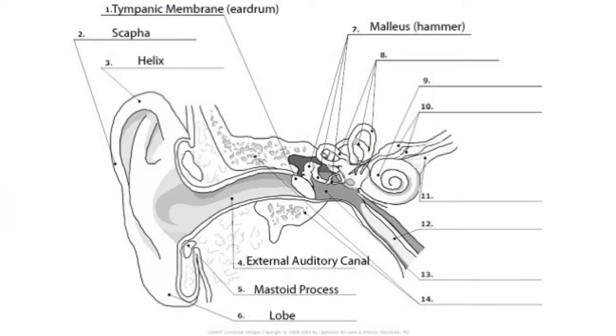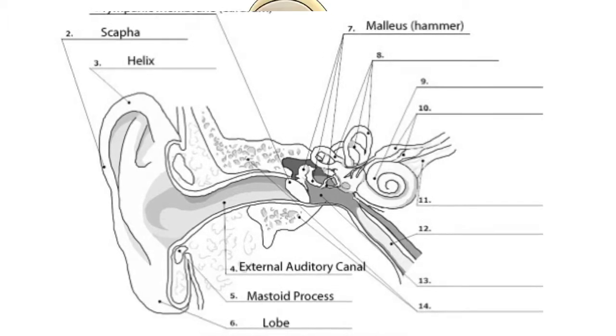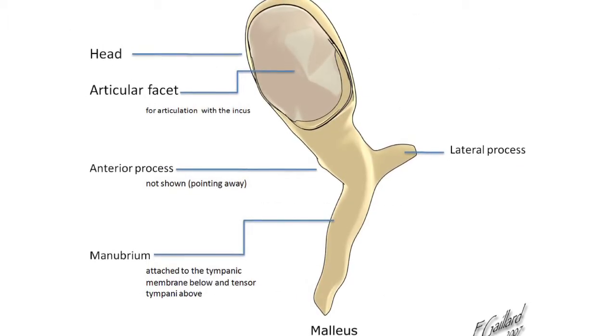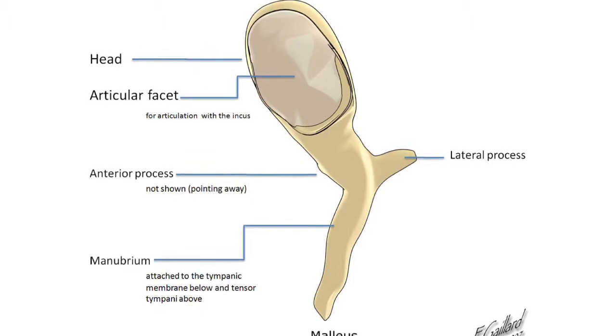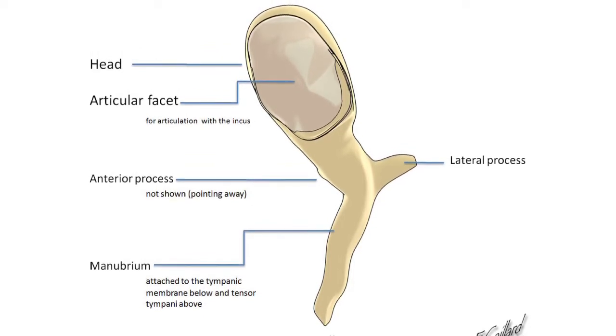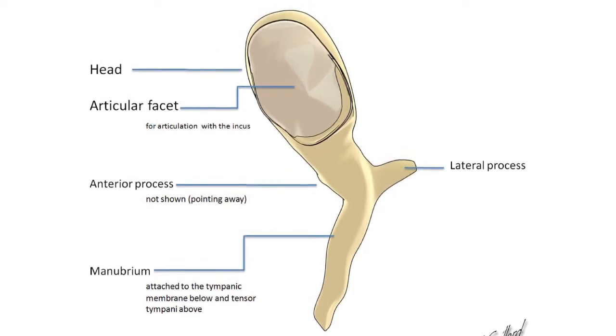The next part you'll learn about is called the malleus, or the hammer. The malleus is a small bone in the middle ear. When sound reaches the tympanic membrane, the malleus transmits these sound vibrations to the incus.